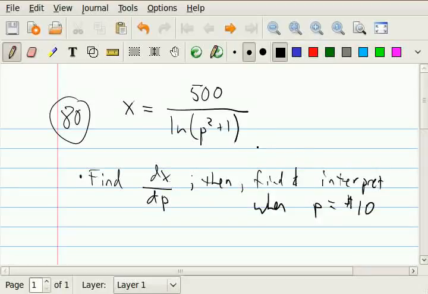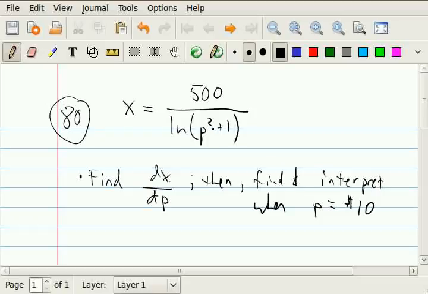Okay, this is number 80 in the book. They ask us to find dx/dp and then to find and interpret the value of that derivative when p is $10. So what they gave us here is sometimes called a demand function, and it relates the price of a product to the number of units demanded by consumers.